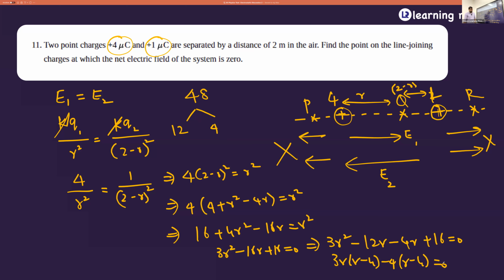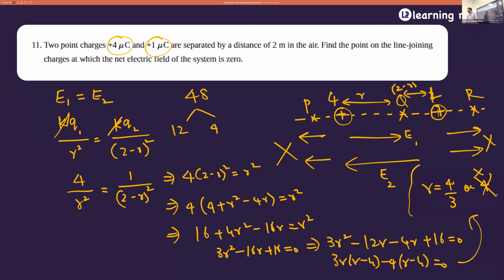So 3R minus 4 is equal to 0, or R minus 4 is equal to 0. R will be 4 by 3 or 4. So I wrote or, but there is only one point possible. Which point is right? If you take 4, you're wrong. Because what is the distance of separation between them? 2. The meaning of 4 is, where did you take R from? You took it from the 4 microcoulomb. So the 4 meter is on the right of both the charges. On the right of both the charges, the possibility is not there. So this is not possible.